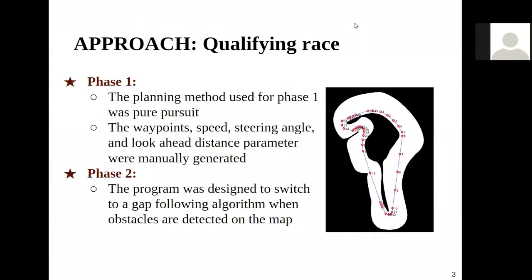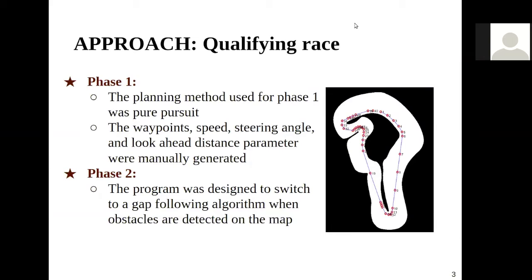So now we're going to talk about our approach for the qualifying race. Our race approach for phase 1 and 2 of the first race was to use the pure pursuit and gap follow planning method. We designed the code to be able to switch between the pure pursuit and the gap follow algorithm. For phase 1, we created a program in MATLAB that allowed us to manually select our waypoints. The picture on the right is a picture of our selected waypoints. The speed, steering angle, and look ahead distance were also manually generated and added to a CSV file.